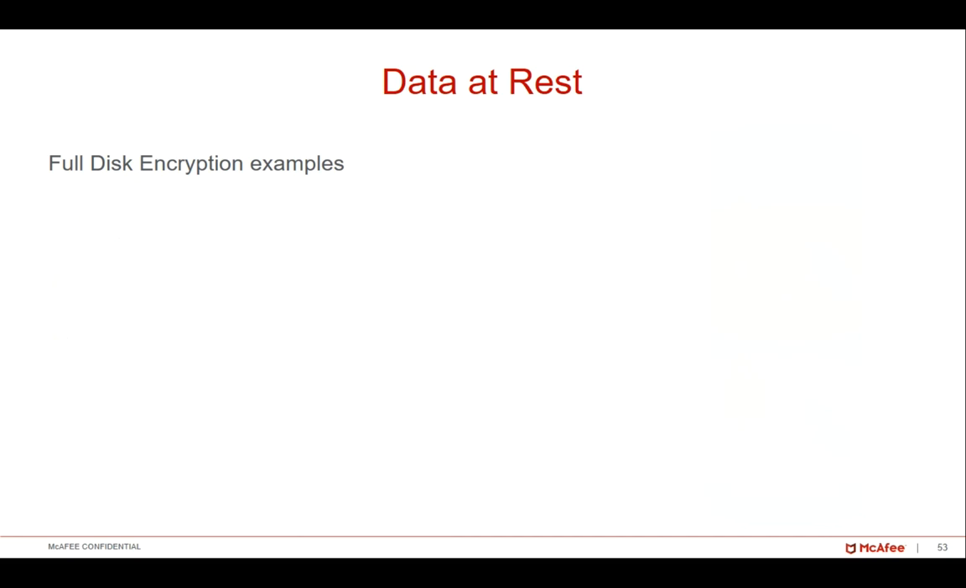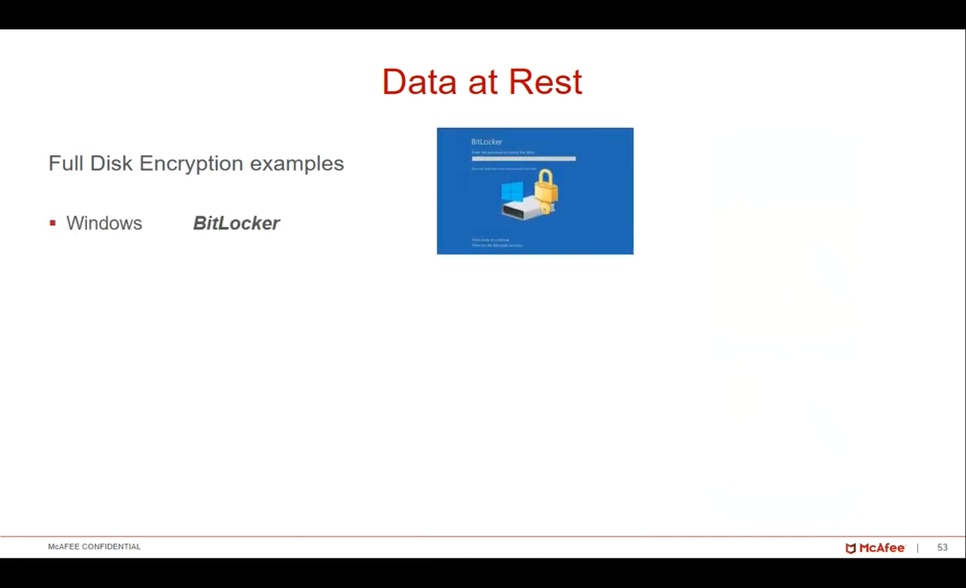Some industry standard full disk encryption examples. We have Windows BitLocker. Microsoft has Windows operating systems, and it comes with BitLocker, so it is an inbuilt solution. This BitLocker will require a trusted platform module, which is a hardware module available on the motherboard. That is required, which will store the snapshot of the disk data in a key. That key will be residing in the TPM chip.